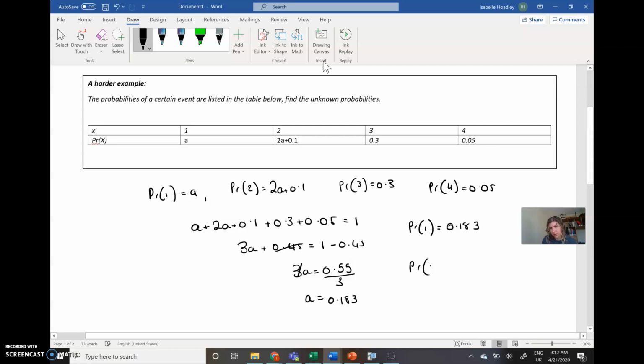Now the probability of 2, to work that out, we need to sub in 0.183 for A. So we've got 2 times 0.183 plus 0.1. Now that is 0.467. Okay, there we go. Alrighty.